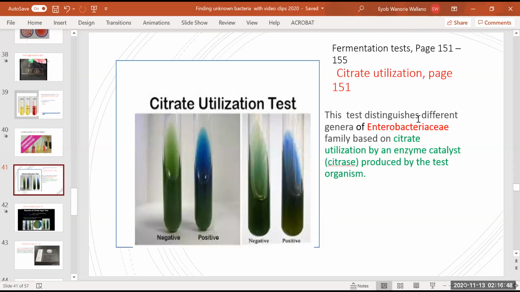This test distinguishes different genera of Enterobacteriaceae, like Escherichia coli and Proteus vulgaris, because it has the citrase enzyme. Here is positive, here is positive. In the exam, what I may show you is this one. This test is showing citrate utilization. You need to know it. This color is citrase, and then it changed to blue, and we call it Persian blue color. That is very important.